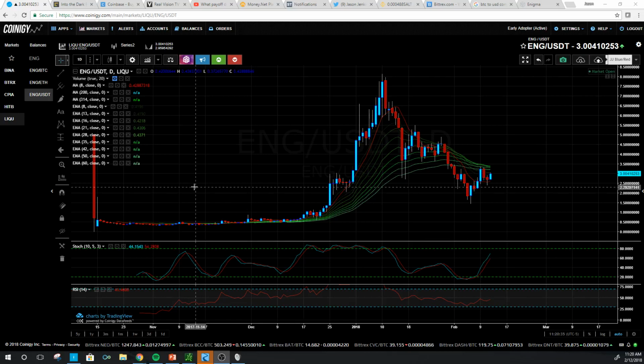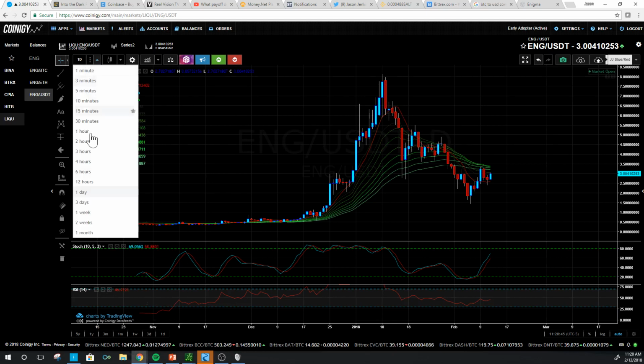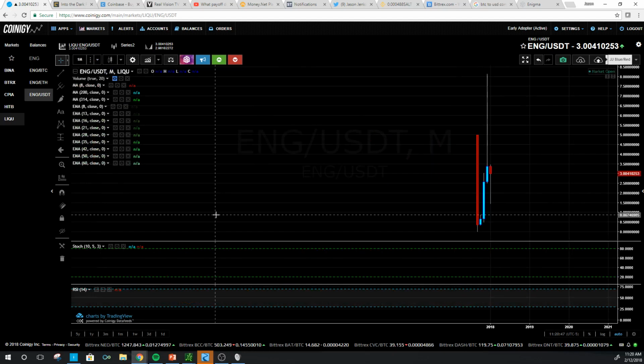Okay, traders, we're gonna do a top down here on Enigma, ENG. I like to look at it versus dollar, but we'll take a look at it versus Bitcoin also. So here's the daily chart. Let's actually go to a monthly.